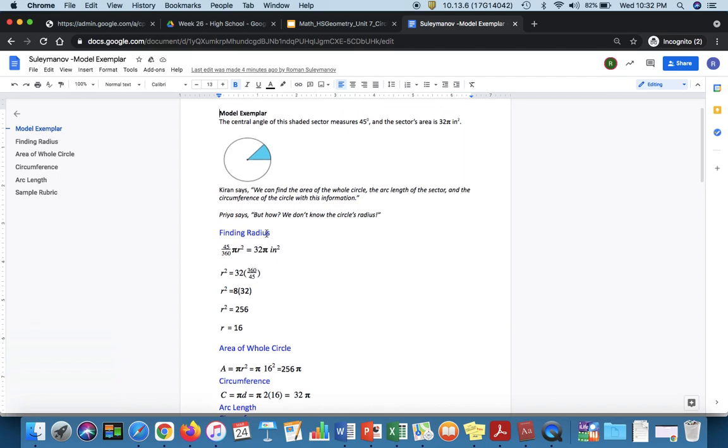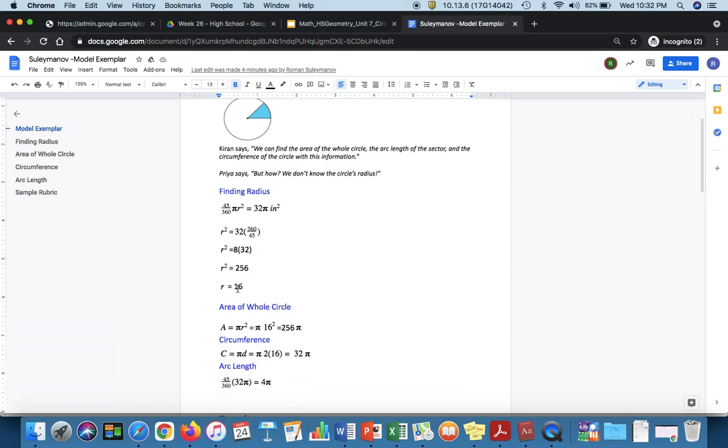And here I have the step-by-step solution of finding the radius as our first step, then finding the area of the whole circle, finding the circumference of the whole circle, and then finding the arc length related to that sector there.